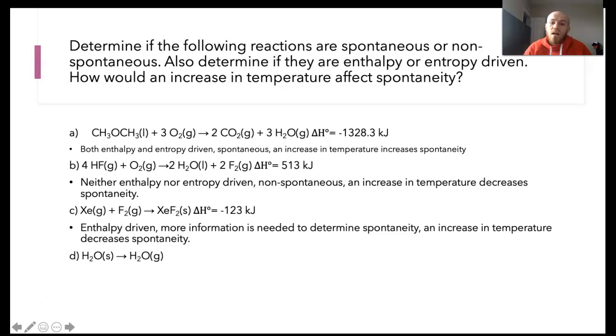And so more information is going to be needed to determine spontaneity, because it is enthalpy driven, but entropy is not necessarily favorable. And so we would have to plug in the values here in order to see if we would get a negative value for delta G, or the change in Gibbs free energy. And also here, an increase in temperature is going to decrease spontaneity because it is unfavored with entropy.